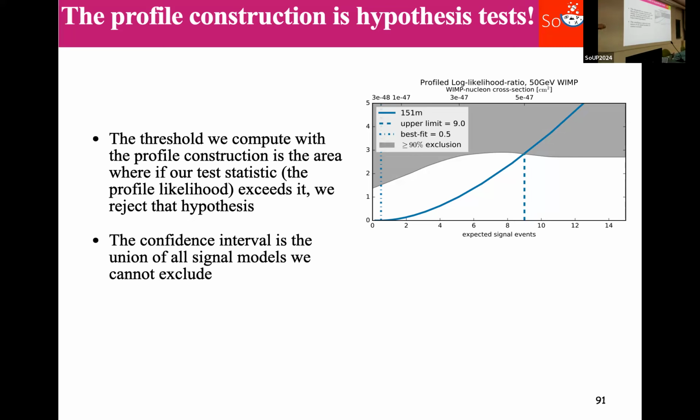If you had a weird likelihood that went up and down and up and down, that would be fine. Again, you're doing hypothesis tests for each signal. When you're doing that hypothesis test, you only care about that signal. And even if you then have a weird likelihood, you would still just have the confidence interval being the union of all signal models we cannot exclude, which is all the regions where the log likelihood ratio curve is below the threshold curve that you computed, either by assuming asymptotics or that you computed using toy MCs for each of those signals.